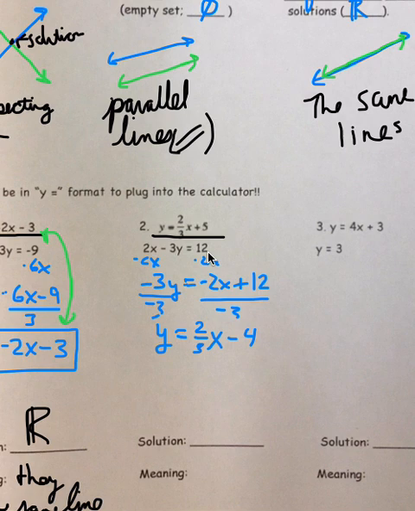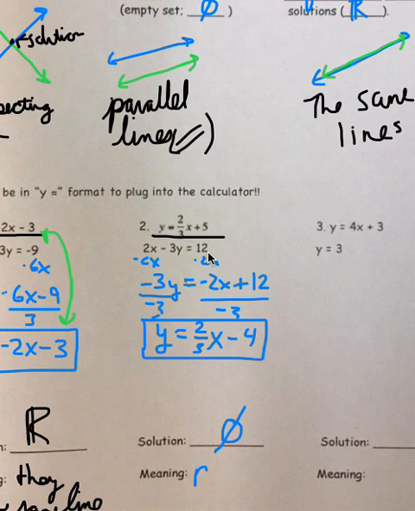So as we look at both of these, they each have the same slope, but they have a different y-intercept. So that means they have no solution. These are parallel lines. They never touch each other.